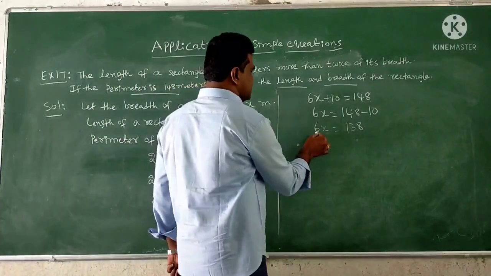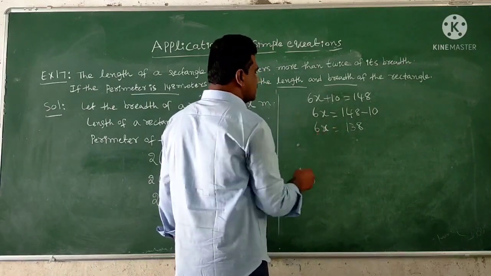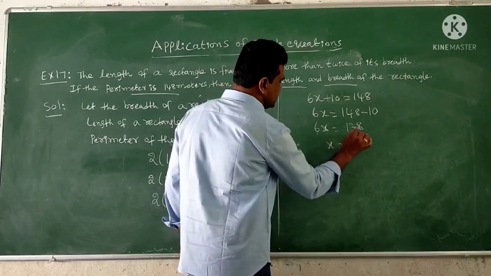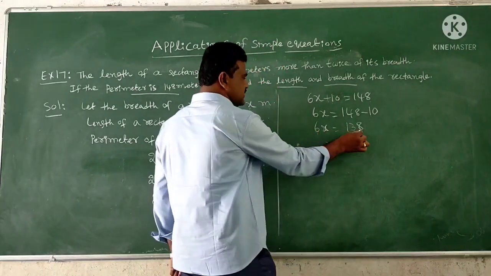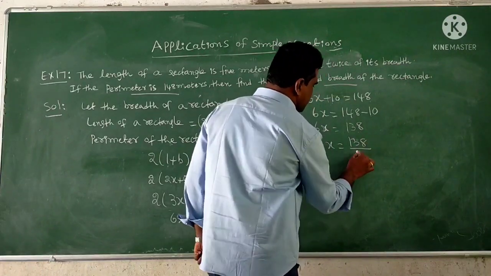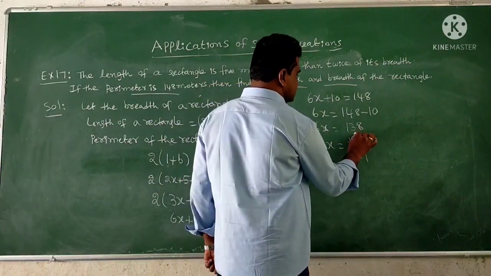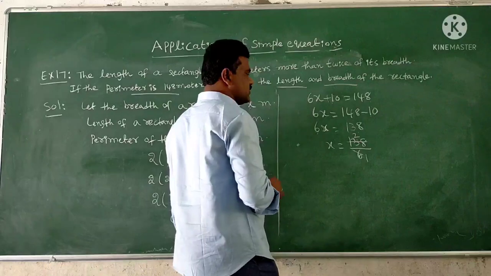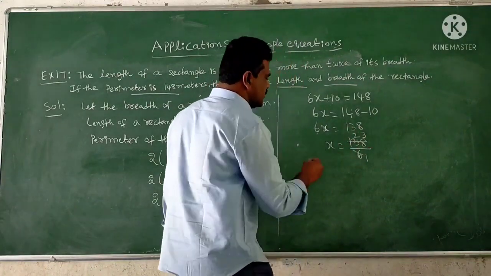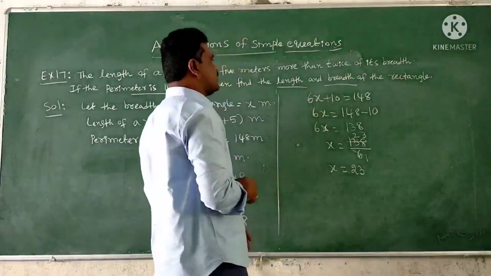In LHS, 6 is multiplying. So transpose 6 to RHS, it becomes divides. So 138 by 6. Now 6 1 ja 6, 6 2 ja 12, 6 3 ja 18. So x is equal to 23.